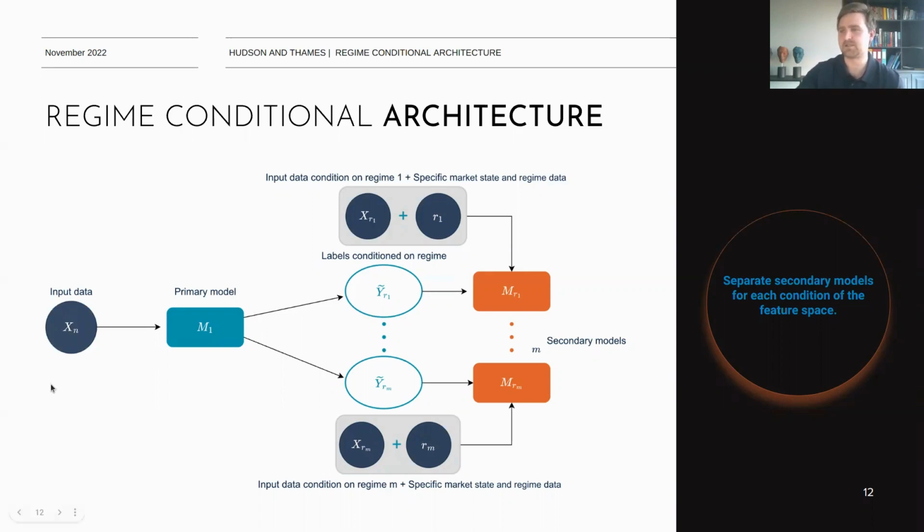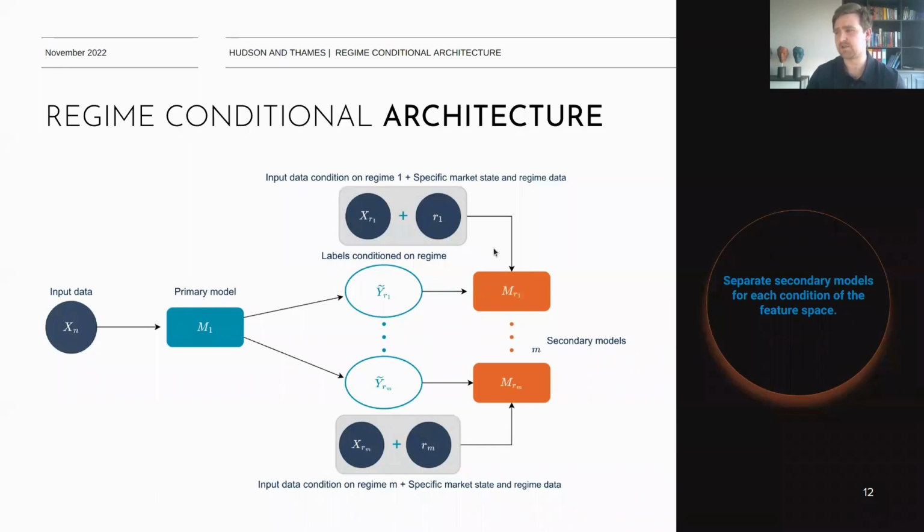So just looking at the schematic, again, we have the input data going to the primary model, and then dependent on the number of conditions that you have where you want to separate the space into each other, you would get, for example, these outputs based on regime 1 up till regime n, and then you would have input data conditioned on regime 1 plus specific market state and regime data only related to that regime that you can include, and that can go into this secondary model.